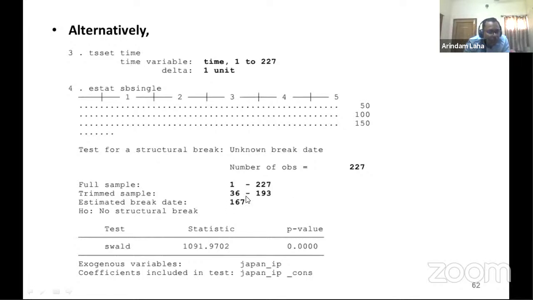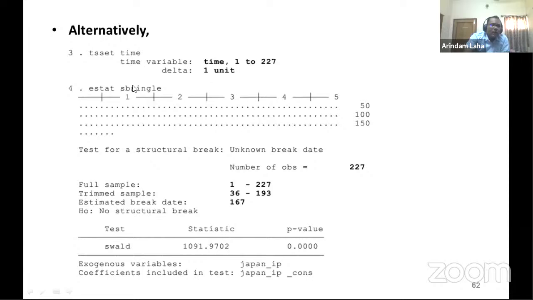So they will search for the structural break in this particular time. This is your trim sample. By following the methodology here, this is the stat out. So what do you have to write? You have to write TS set time. Then they will give you the time, the total full sample time. Then you have to write down EA stat subsample, SB single, that is, the whole time period they will consider.